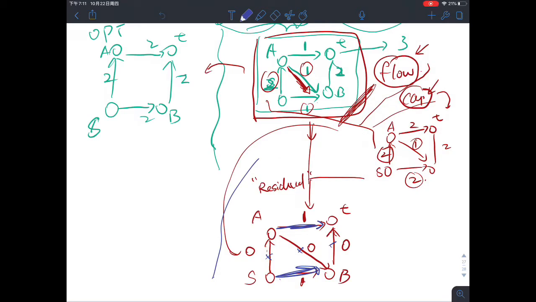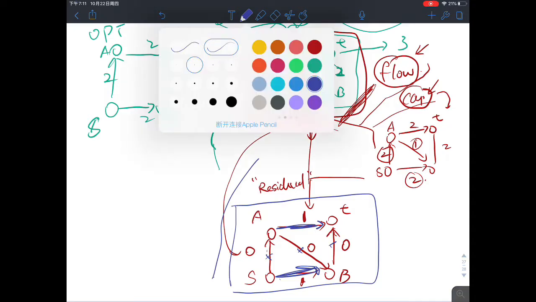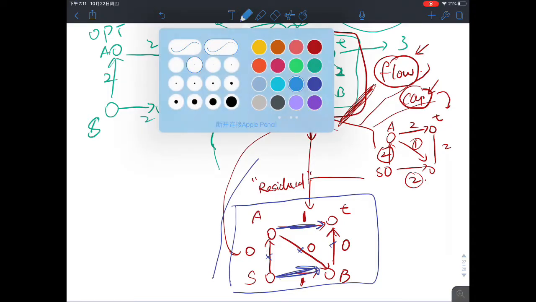But the question here is, is it really true that because of the network we are getting here, we are no longer able to add more flows? It turns out that this is not really true. This is a very crucial observation.